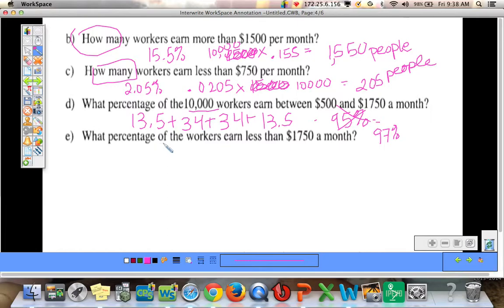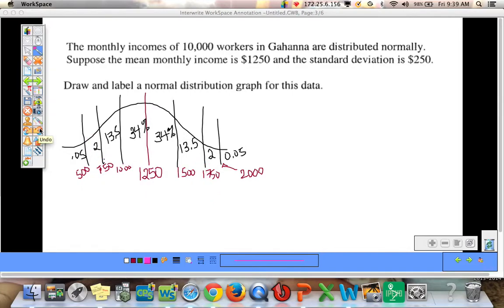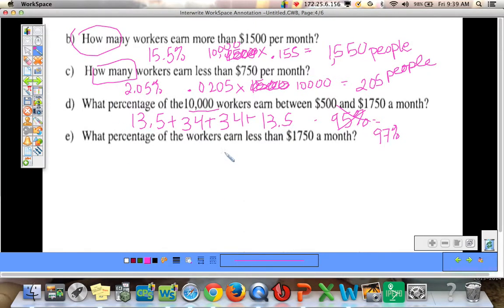And the last question, what percentage of workers earn less than 1,750 a month? Okay, so less than 1,750. Here's 1,750. It's everything less than that. So we could take 100% minus the 2.05% is probably what I would do. So about 97.95%. 97.95% earn less than 1,750.